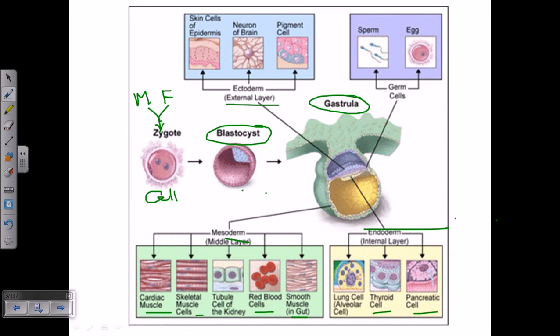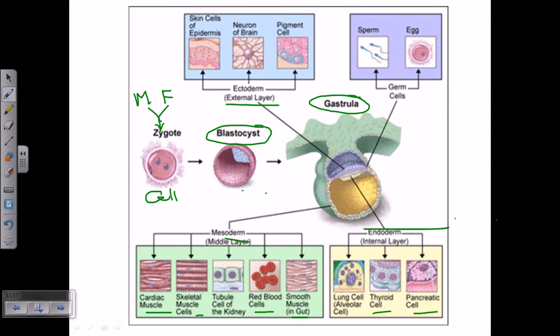Now this stem cell in the blastocyst condition has the ability to be differentiated into many different types of cells. So the embryonic stem cell can give rise to a red blood cell. It can also give rise to an epidermal cell of our skin. It can also give rise to pancreatic cells. So this stem cell has the potency of giving rise to many different types of cells. That's why these stem cells are called totipotent stem cells.